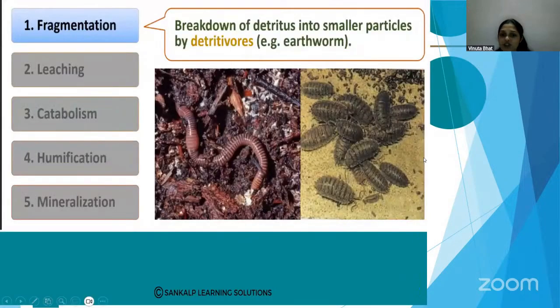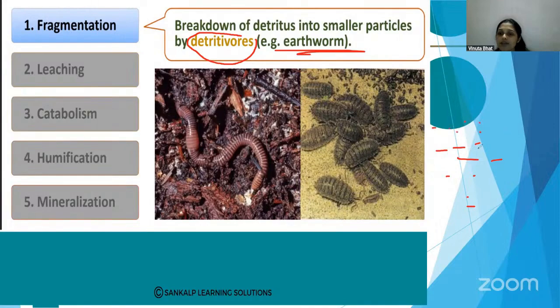What is fragmentation then? The first step in the decomposition is fragmentation, which means breakdown. It is the breakdown of detritus into smaller particles by detritivores, for example earthworms. The detritus, for example fecal matter, dead organisms' bodies, some flowers, bark, will be broken down by the detritivores, which are the organisms that break down the detritus. For example, earthworms break it down into smaller particles.